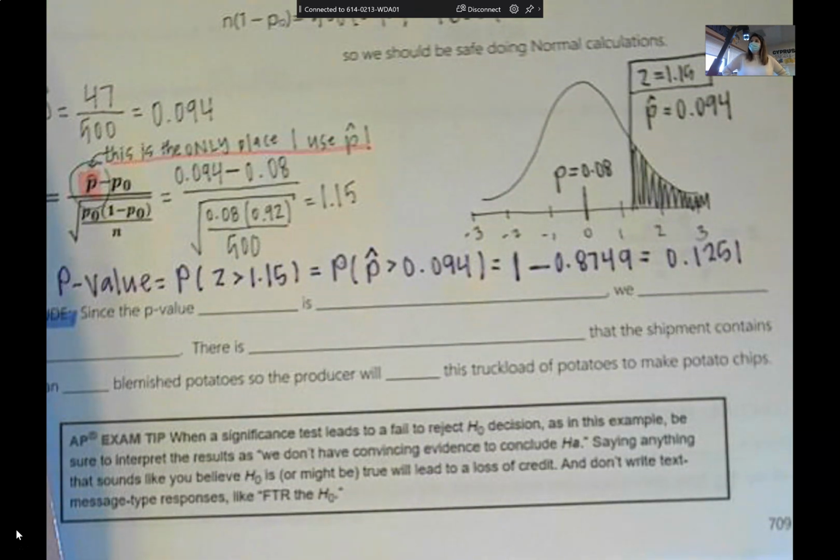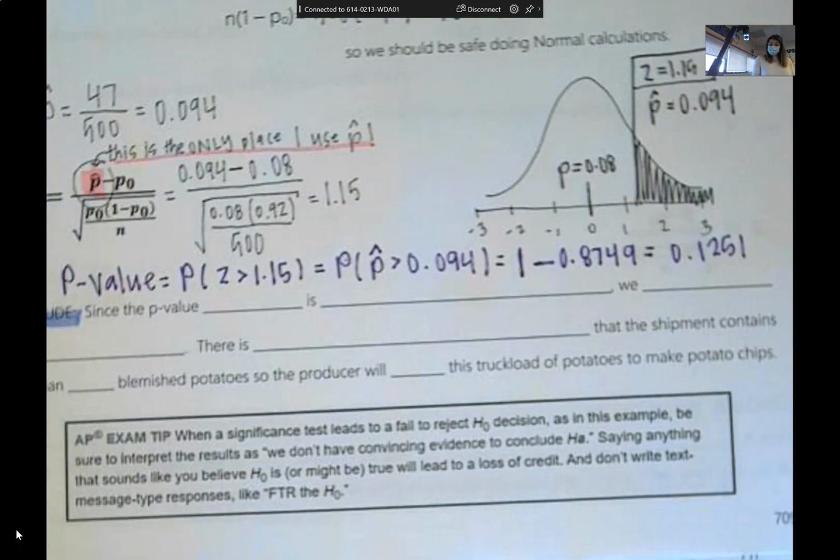So what we just found is the probability that we would get the sample that we got if there really is only 8% blemished in our shipment is 12%, which is actually pretty high for a significance test.